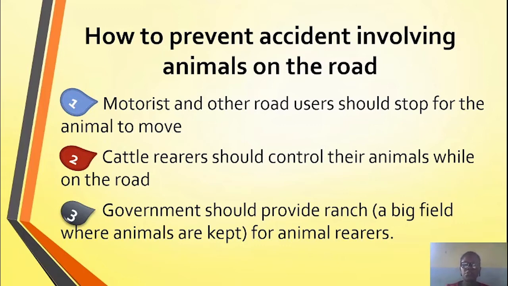3. Government should provide ranches for animal rearers. Now, what do we mean by a ranch? It's simply a big field where animals are kept. So government should help by providing such lands where these animals can be kept, so that it will reduce the amount of movement with animals on the road. Because most of these men move with the animals in search of food for them to eat. But if such places are provided by the government, it will reduce the movement of animals along the road. So these are some of the ways that can be used to prevent accidents involving animals and road users.